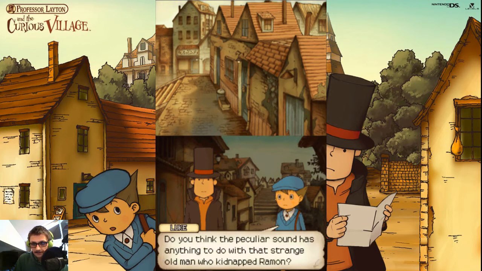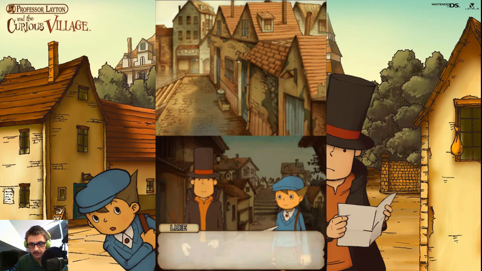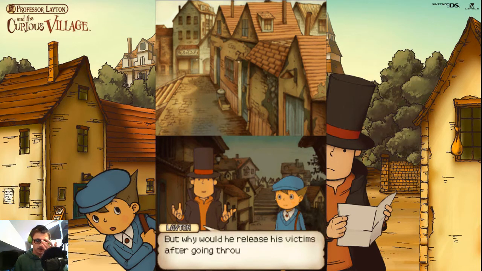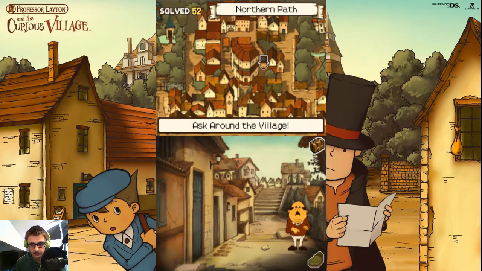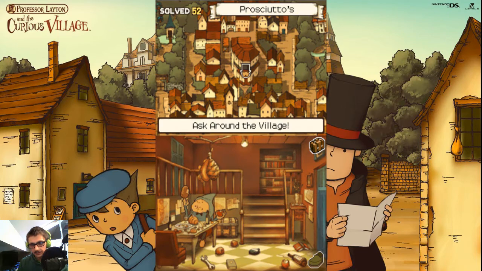Do you think the peculiar sound has anything to do with the strange old man who kidnapped Ramon? It's certainly a possibility, isn't it? But why would he release his victims after going through the trouble of kidnapping them? Maybe Proscrito may know something about it.